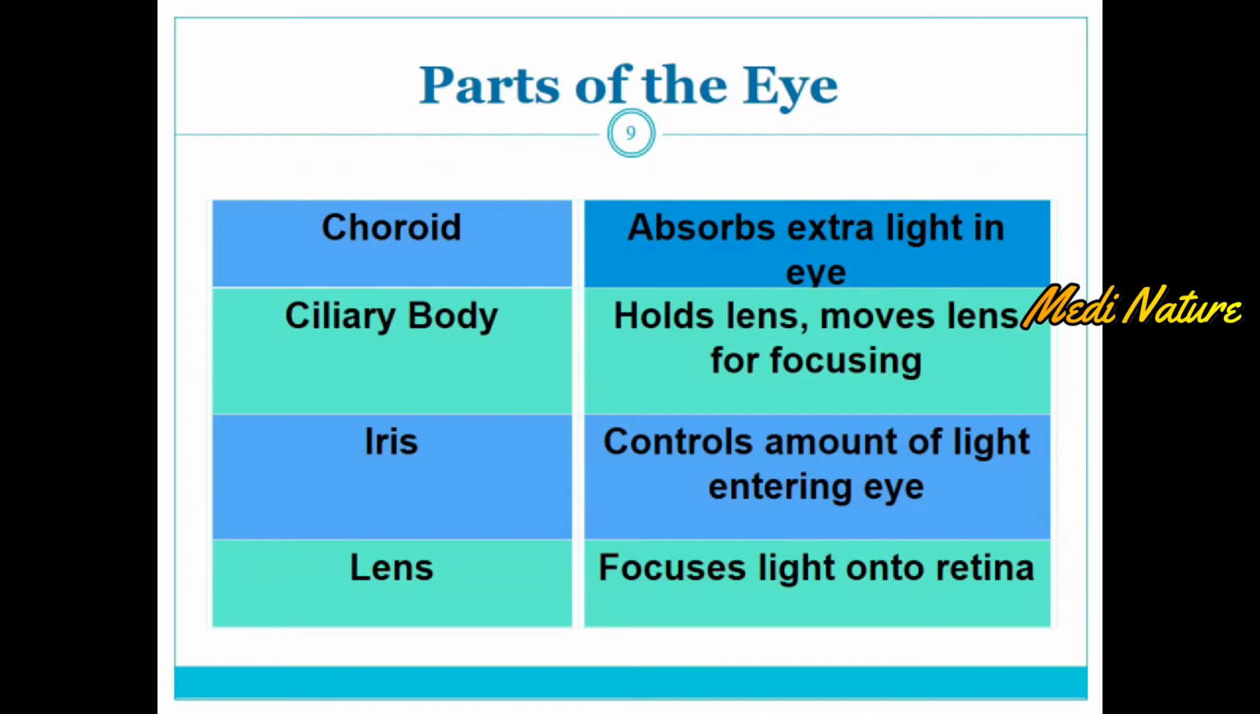When we consider the different parts of the eye, they have different functions. For example, the choroid absorbs extra light in the eye, which enters through the sclera. And the ciliary body is important to hold the lens and move it for focusing of light. The iris is important to control the amount of light which enters into the eye. The lens is important to focus light onto the retina in order to make the sight.